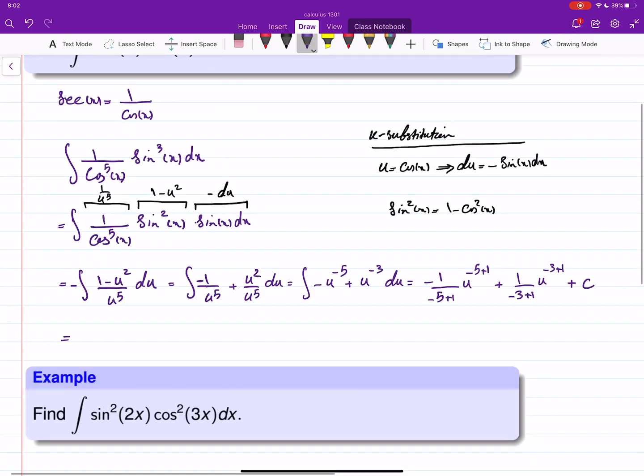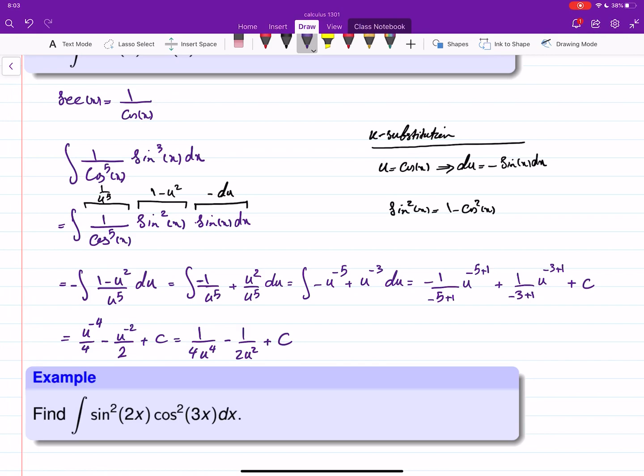And then from there, I get 1 over 4 u to the power negative 4 plus, or well, the minus comes in here, u to the power negative 2 over negative 2. In other words, I have 1 over 4 u to the power 4 minus 1 over 2 u squared plus c. Did I use that minus already? Yes, I did use this minus, so I didn't need to put that negative there.